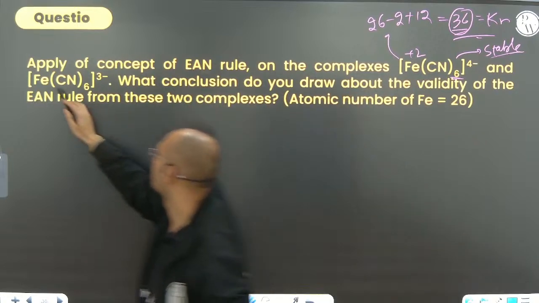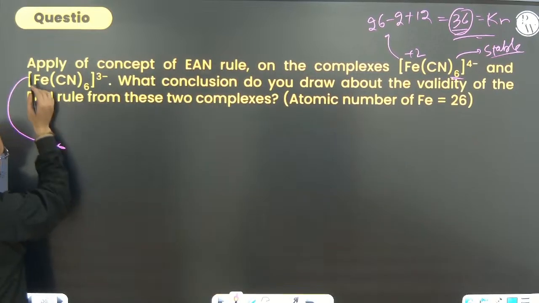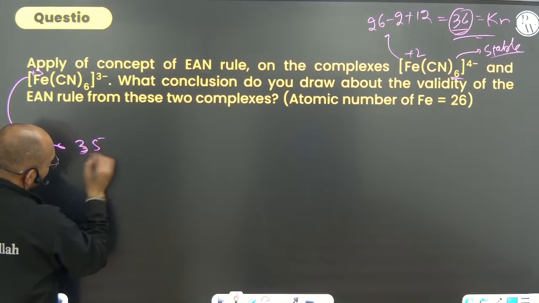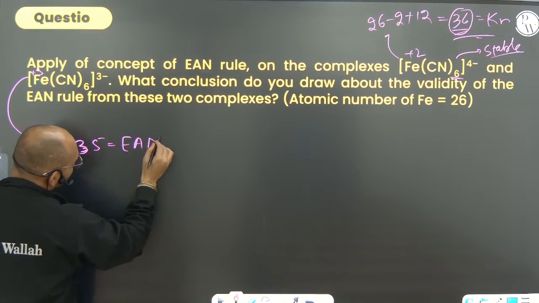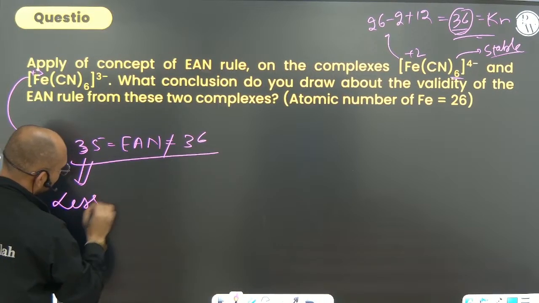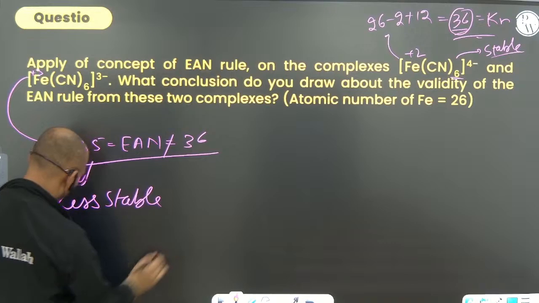Now here Fe is +3. So overall the effective atomic number, EAN, will come to 35. That is not equal to 36, so it is less stable. This is the conclusion that you can get from it.